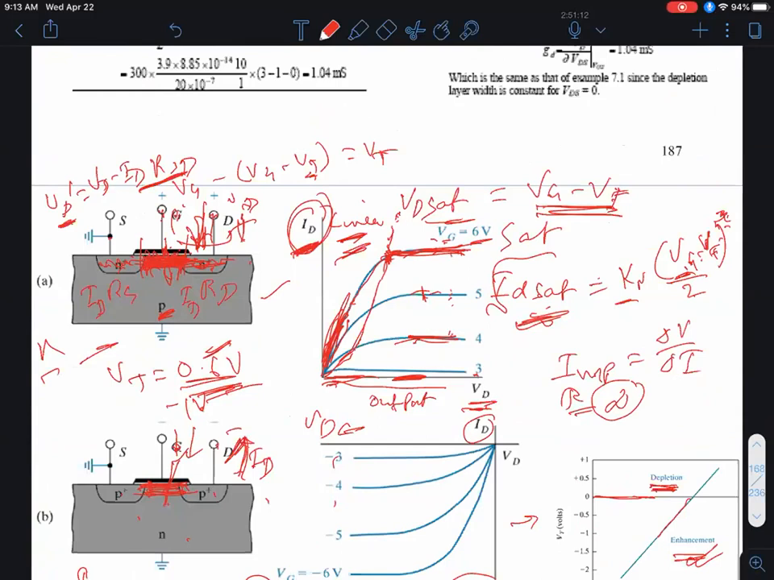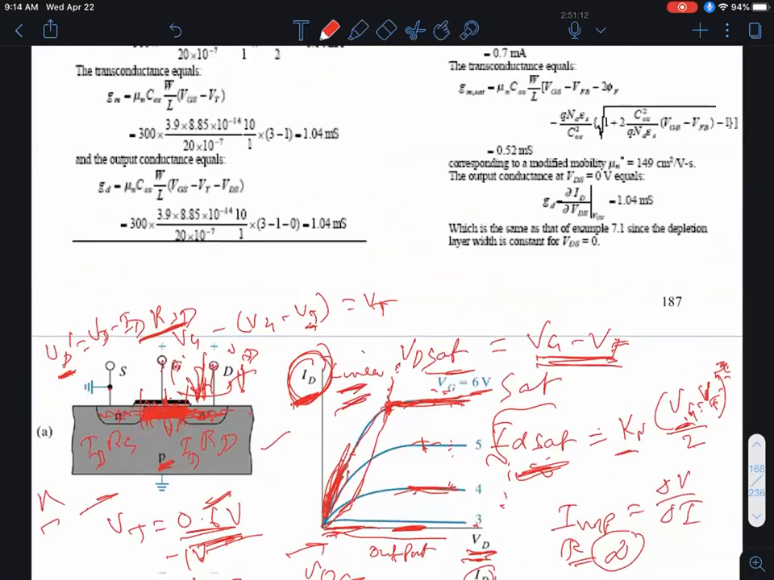This is all for the simple first order analysis applicable for long channel devices. We'll see the important changes for short channel today. So these are known as output characteristics because I'm plotting output current as a function of the output voltage for different input voltages.